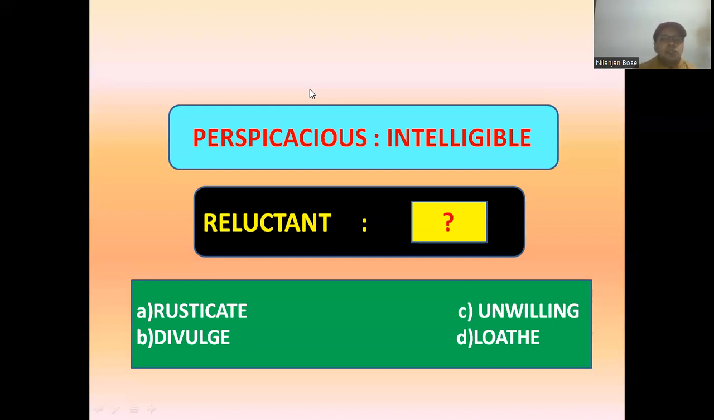The first option, it is written rusticate. इसका मतलब किसी को बहिष्कार कर देना. Option B, divulge. It means to express something. Option C, it is related to unwilling. And unwilling मतलब होता है अनिच्छुक. So reluctant, of course, is to be correlated to the word like unwilling. And the last one, loathe. It means hate या abhor. किसी को घृणा करना. Right? So the correct answer will be option C. Reluctant is to unwilling. Fine.